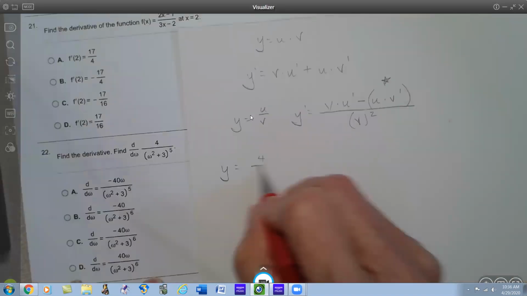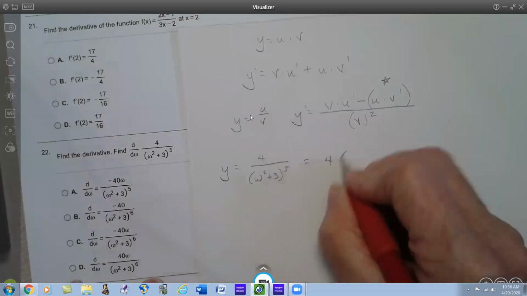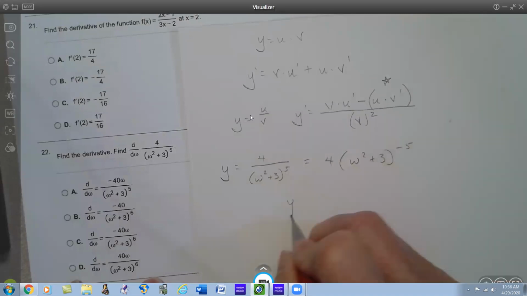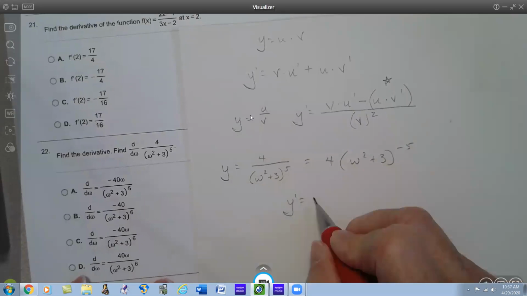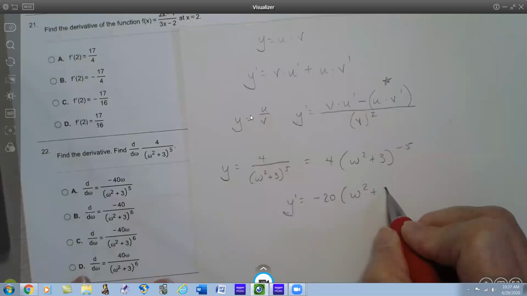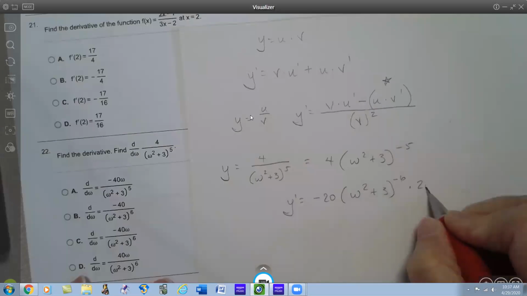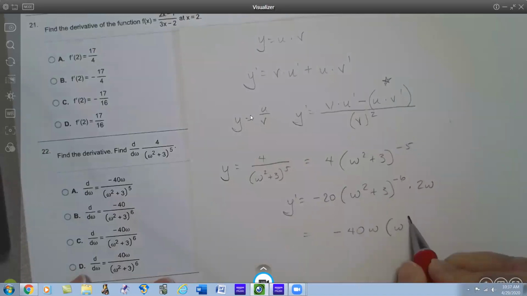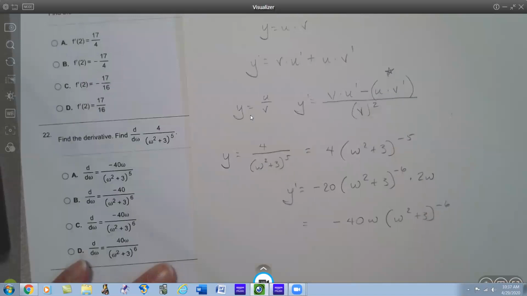Rewrite this. So y prime, I'm going to do my power rule now. So -5 times 4 is a -20. Rewrite. Decrease power by 1 times derivative of inside. So which one would you all choose? C. Yep. C would be the answer.